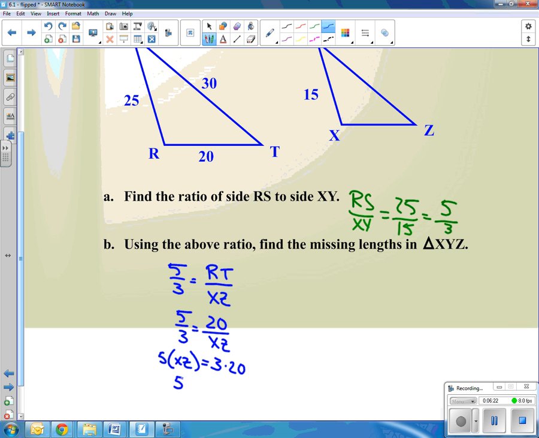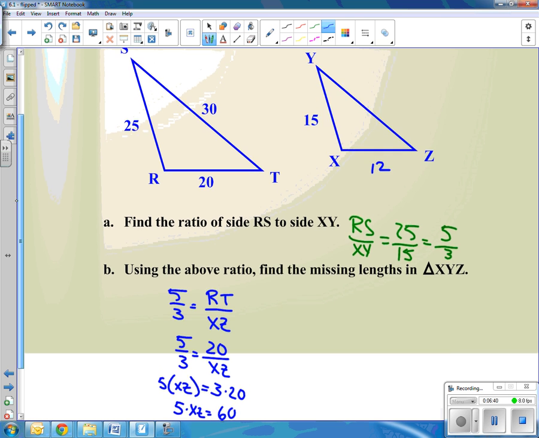Okay, so 5 times side XZ equals 60. And then I can divide both sides by 5 to come up with XZ equals 12. Okay, so I'm going to go write that up into my diagram. I found the length of side XZ.